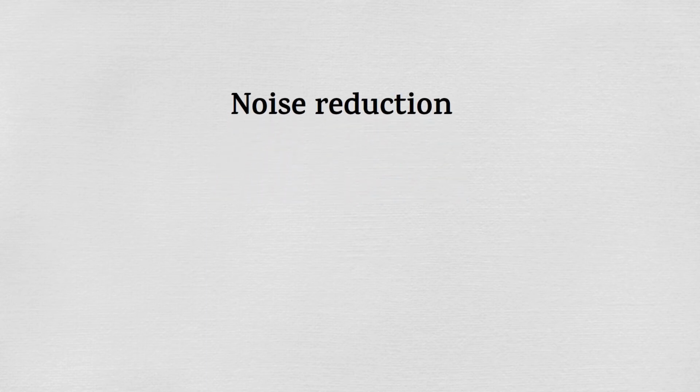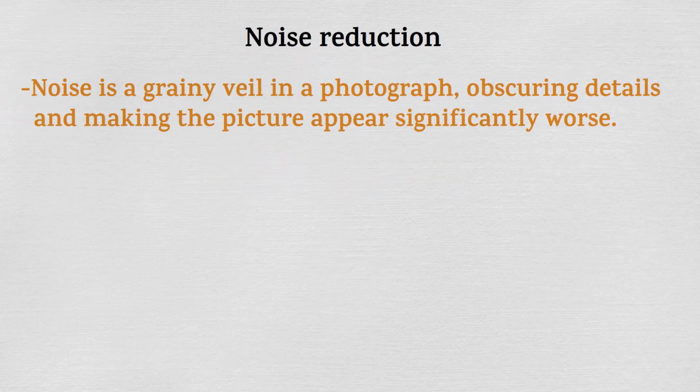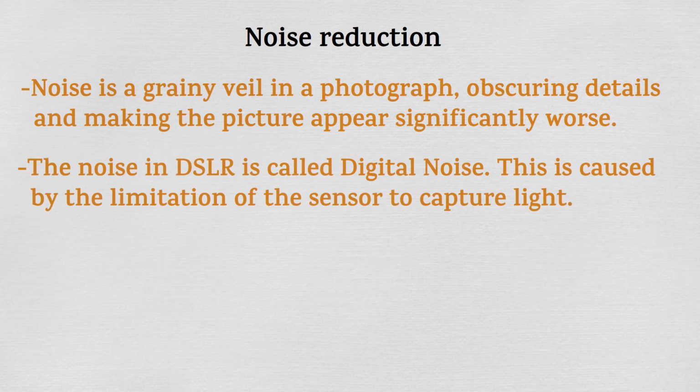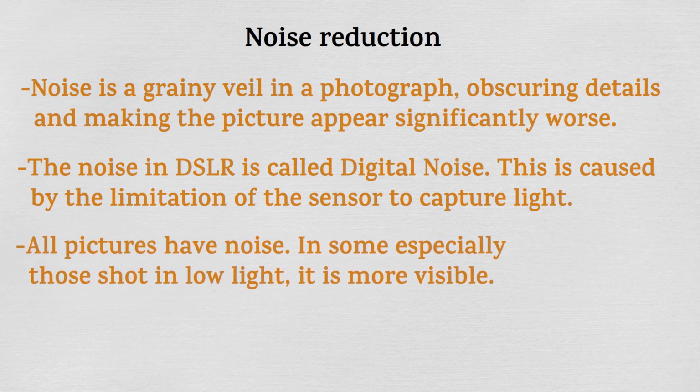We cannot do away with noise. Noise is a grainy veil in a photograph, and the problem occurs when it starts obscuring the details and making the picture look bad. The noise in DSLRs is called digital noise, and it is caused by limitations of sensors to capture light. So lower light means higher noise.